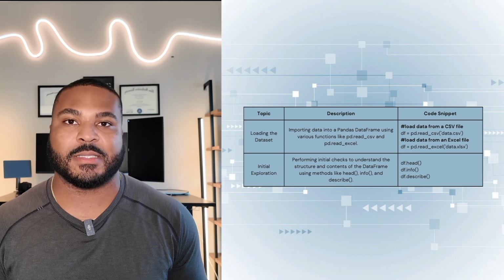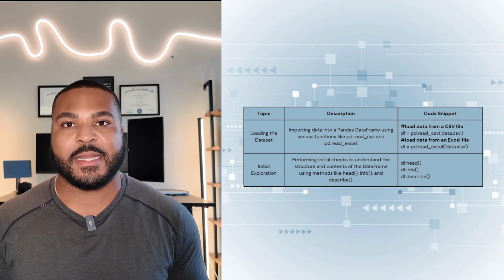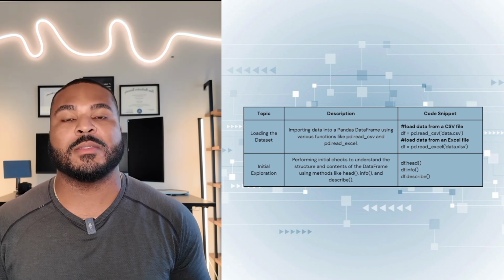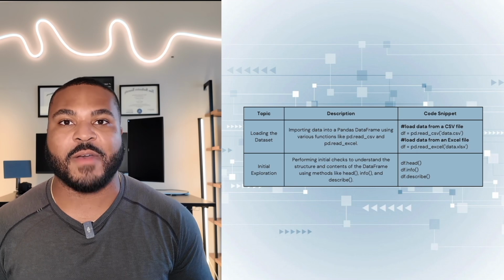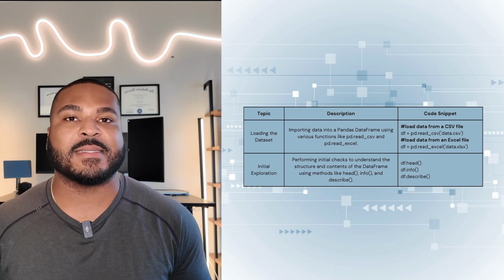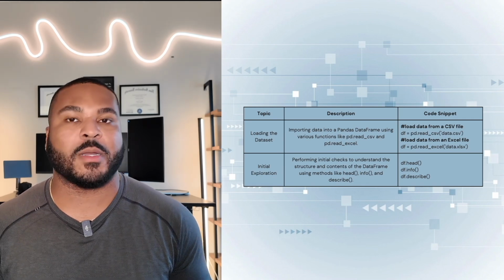These functions allow you to import your data into a data frame, which is a powerful data structure for analysis. To load data from a CSV file, in this code snippet example, we are reading data from a file named data.csv and storing it in a data frame called df. To load from an Excel file, in the code snippet, we read data from a file named data.xlsx, Excel format, and save it to a data frame called df.